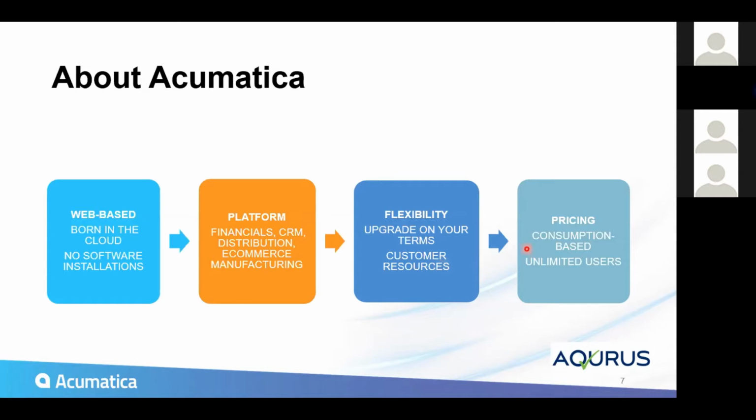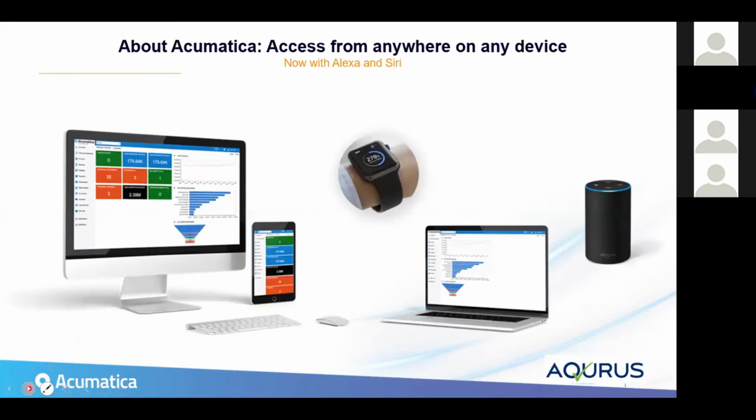The pricing model, again, is fairly unique to Acumatica. It's unlimited users, consumption-based model. We just want you to pay for what you use, and we're not penalizing you as you grow. We want the system to grow with you. A little bit about the technology. In our view, this stuff should just work. You shouldn't be needing to muck around with servers and devices and anything like that. For us, mobile devices and other devices, including Alexa and stuff like that, those are natively supported by Acumatica.